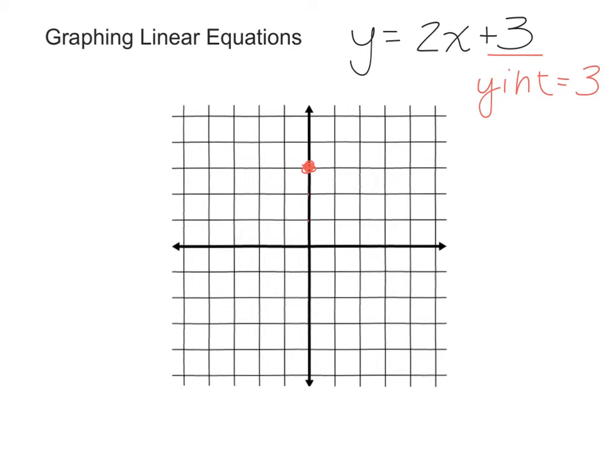And then the slope is this guy, the guy attached to the x. It's 2 over 1. That's the slope. Remember, slope is rise over run. And the rise is 2, the run is 1.